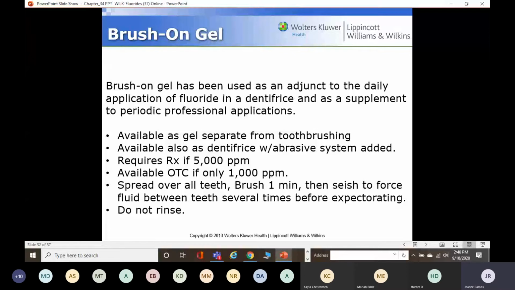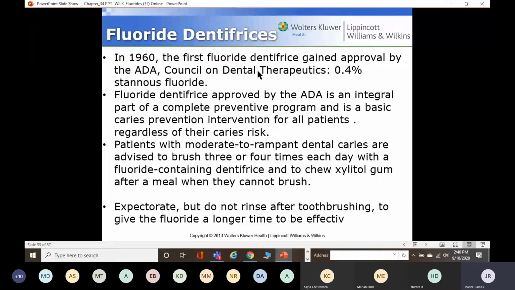So you spread it all over the teeth, brush 1 minute, then swish to force the fluoride between the teeth several times before spitting it out, and don't rinse. So in 1960, the first fluoride dentifrice gained approval by the American Dental Association and the Council on Dental Therapeutics. It was 0.4% stannous fluoride. Fluoride dentifrice, approved by the ADA, is an integral part of a complete preventive program and is a basic caries prevention intervention for all patients.